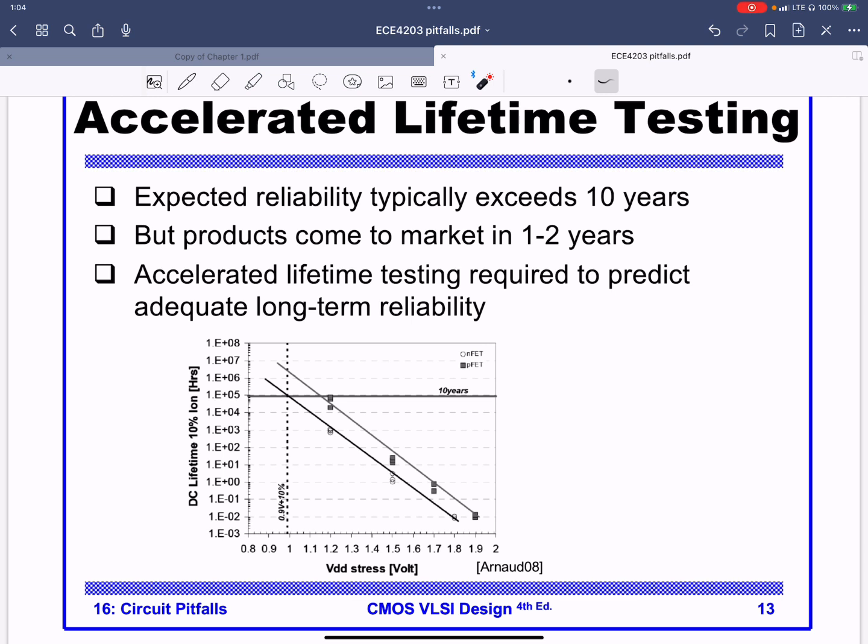But the problem is you can't really test the device for 10 years because you just don't have that long. So the question is, how do you test the device over a matter of several months to get an indication of whether it'll last for 10 years or not? And the idea behind that is something called accelerated lifetime testing. The idea is that you will be basically running the part at both high voltage and high temperatures.